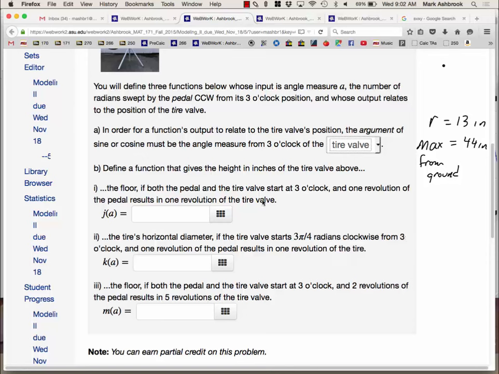Okay, so the sine function that gives the height in inches of the tire valve above the floor. If both the pedal and valve start at 3 o'clock, 1 revolution of the pedal results in 1 revolution of the tire valve. Okay, so that means that the period, so the A is the angle measure of the pedal. So first of all, the height of the tire valve above the ground is going to be sine. But we need the amplitude, so let's just sketch this real quick.